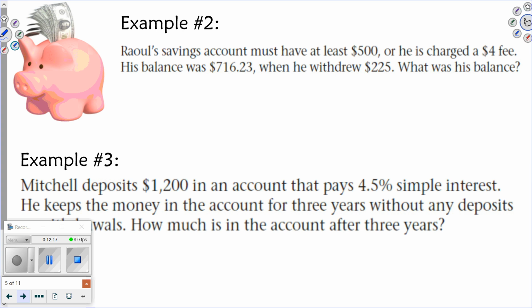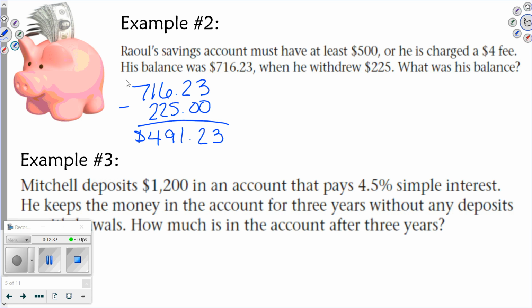So if he had $716.23 and he withdrew $225, we need to kind of see what happened here. $716.23 minus $225, so $491.23. Now, is he going to get charged a fee? Yes. So what are they going to do with this $491 balance? They're going to subtract the $4 from there. $487.23.